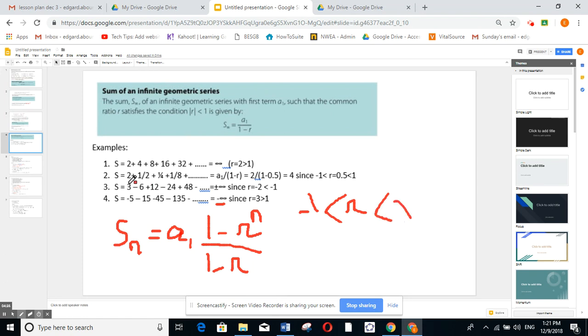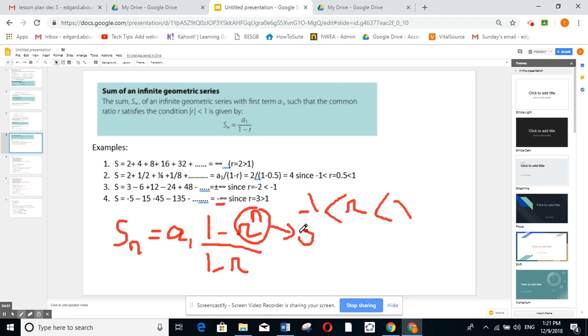What's happening to the numbers? The numbers are shrinking, like you see in number 2: 2 plus half plus 1 over 4 plus 1 over 8. At the end, it is 0. So you may approximate the sum. Why? Because 0 point to the power infinity, 0 point times 0 point times 0 point by itself, tends to 0.